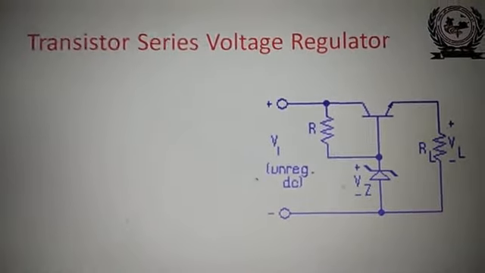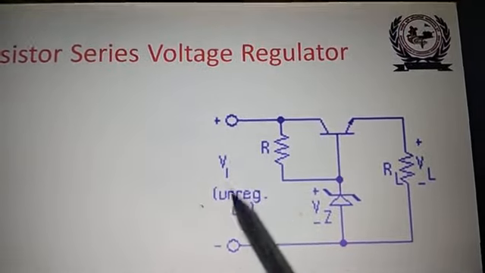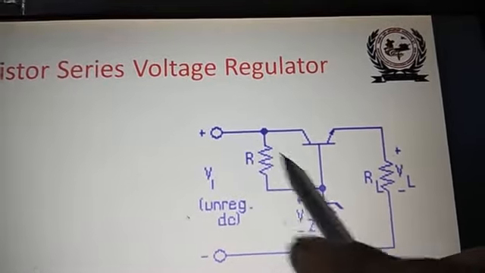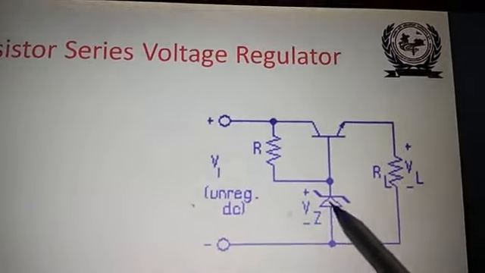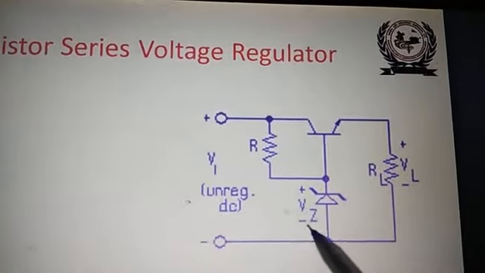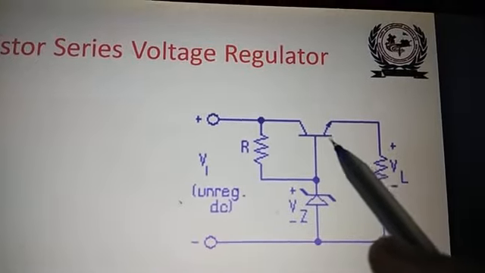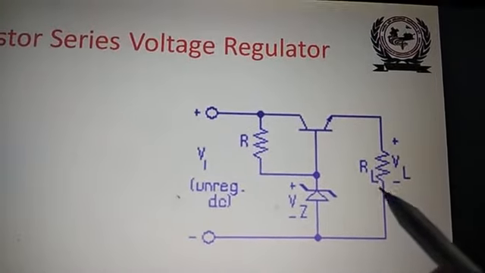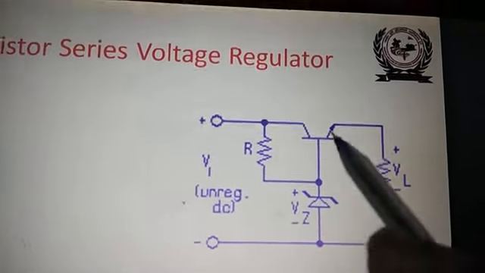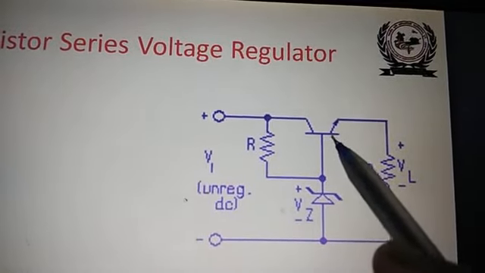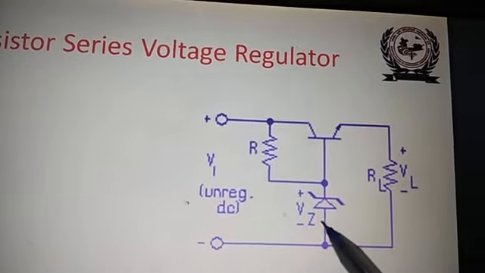Here unregulated input is given, unregulated DC input, and collector to base is connected with this resistance R, and reference voltage is given to the base, that is Vz, for biasing the particular transistor, and the output is taken across RL through this emitter. Output is taken from the emitter. So this transistor will work like an emitter follower, and this is biased with particularly Vz.